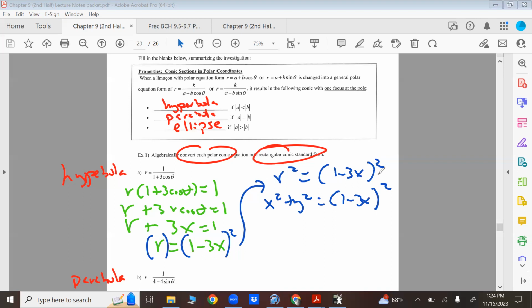Now this is where it gets a little crazy. But at this point, you guys are fine. You guys have already done this. X squared plus y squared equals 1 minus 6x plus 9x squared. 0 equals 8x squared minus 6x minus y squared plus 1. Let me take a step back again. Does that make sense? That group correctly, 8x squared. Yeah, everything's going to be okay, right?